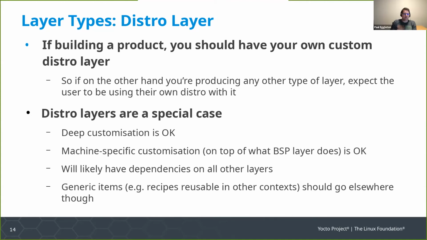Distro layers are kind of a special case though. Deep customization is okay. Machine-specific customization on top of what the BSP layer does is okay. You're now building your use cases on top of the machine layer, so this is the place you do that. You'll likely have all of your dependencies expressed in this layer because this is where you're bringing together the whole solution. Generic items should be elsewhere. If you've got some sort of support utility or tool that could be reused elsewhere, then put it in a software layer, I would suggest.